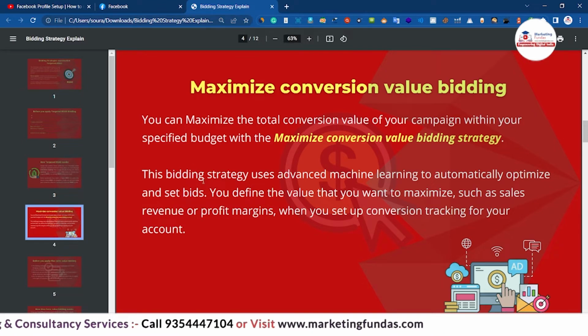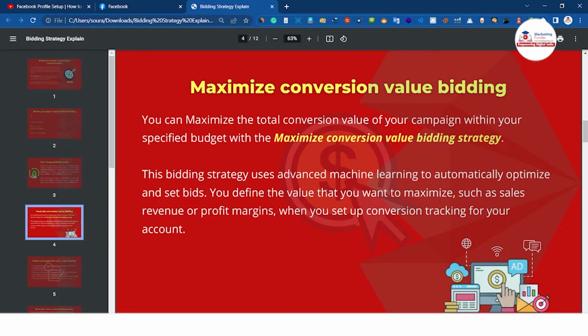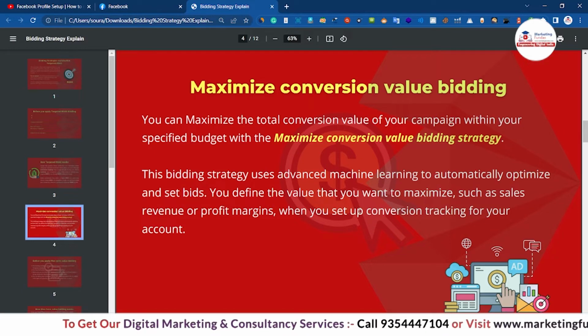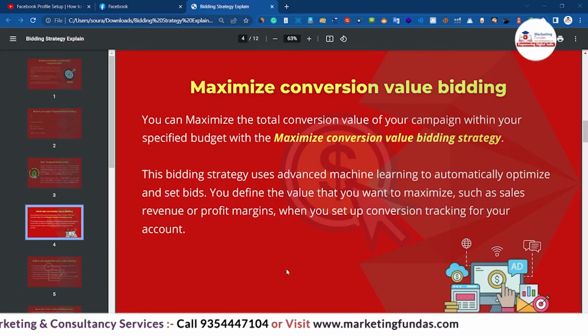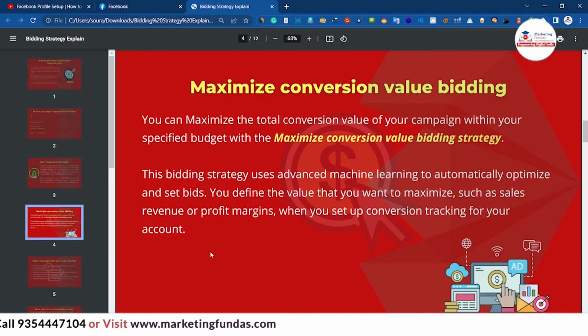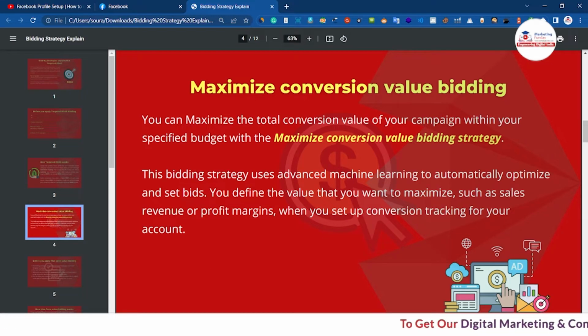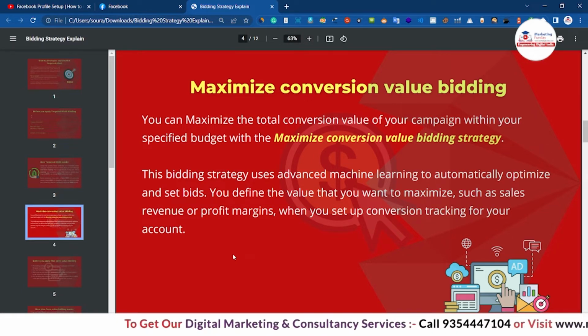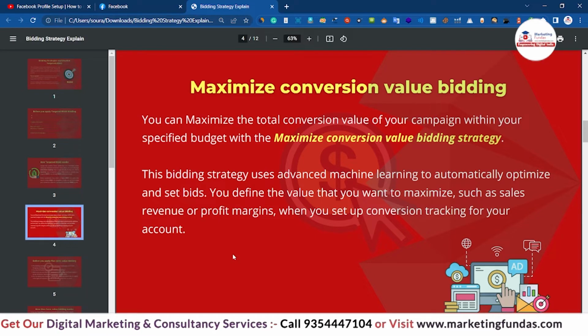Also, this bidding strategy uses advanced machine learning to automatically optimize and set bids. You define the value that you need to maximize, such as sales, revenue, or profit margin, when you set up conversion tracking for your account. Which means this bidding strategy totally works on Google's AI system and tries to optimize the bids which Google already has set. Well, this kind of bidding strategy is mostly used by e-commerce or real estate sites.